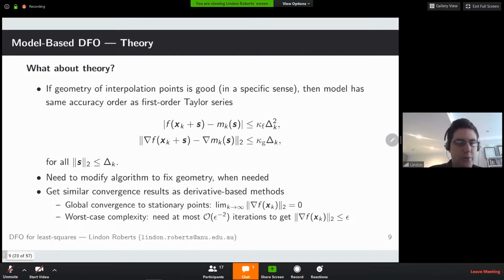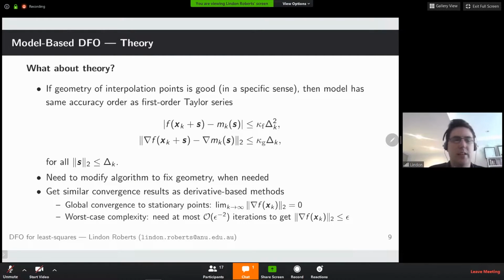Okay, so let's talk about some of the theoretical aspects of these algorithms. The key thing that we need to think about here that we didn't need to think about in the classical setting is the geometry of the points. If your interpolation points have a good geometry, then you can prove, and I'll state it slightly more carefully in a second, that your interpolation model has the same accuracy as a first order Taylor series. In the sense that the error in the approximation to the objective goes something like the trust region radius squared, and the error in the gradient approximation goes like the size of the trust region.